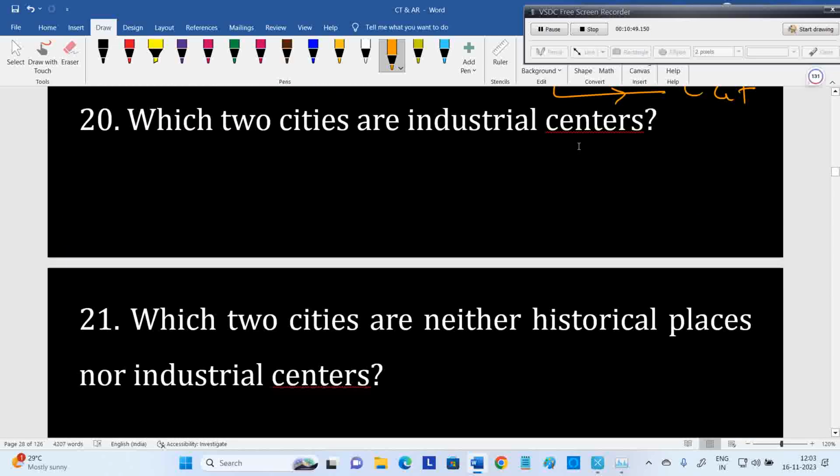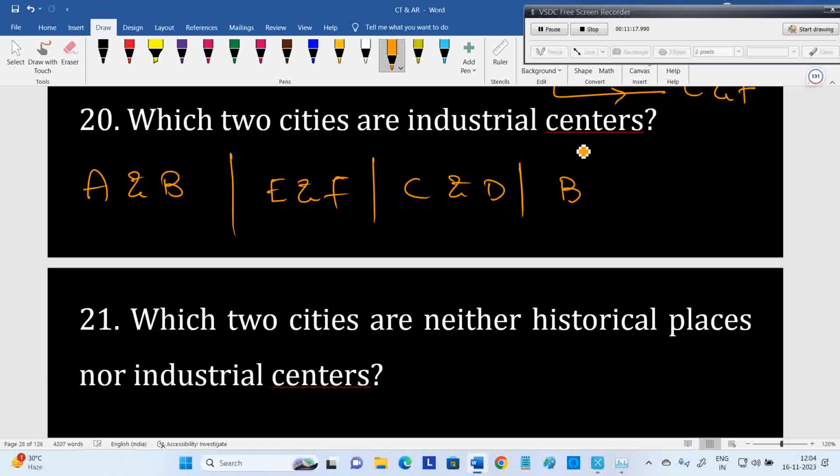And there is one more question: which two cities are industrial centers, and which two cities are neither historical nor industrial centers. 20 and 21 will add the options as well. Which two cities are industrial centers? The options for this are A and B, E and F, C and D, B and F. The answer is A and B.